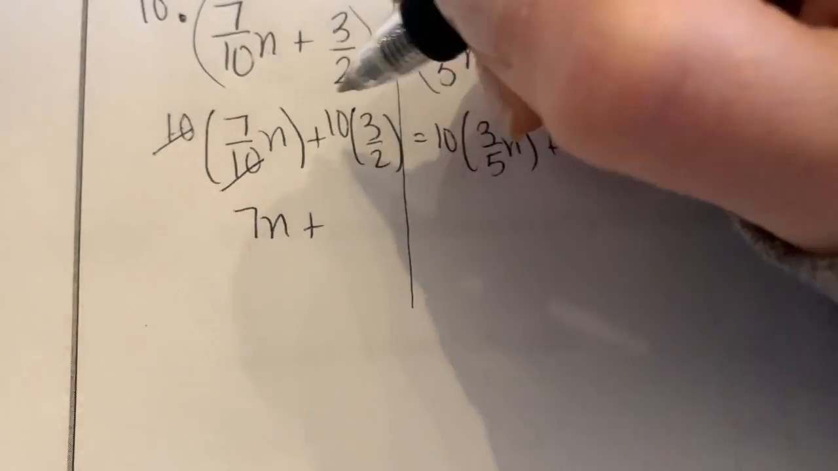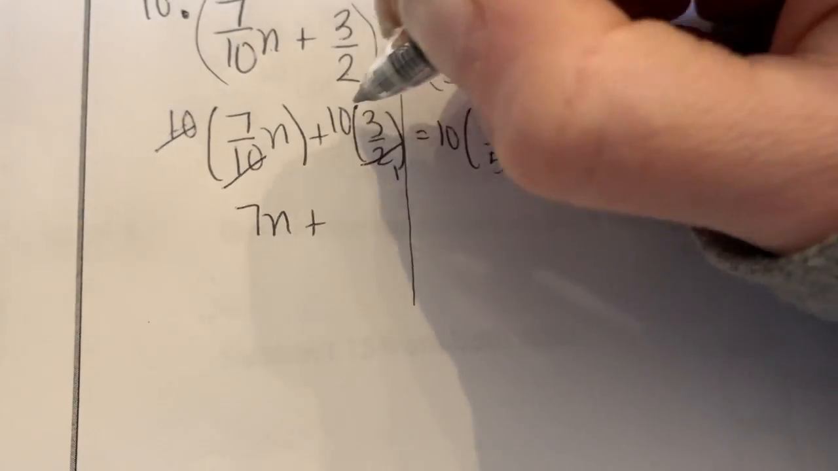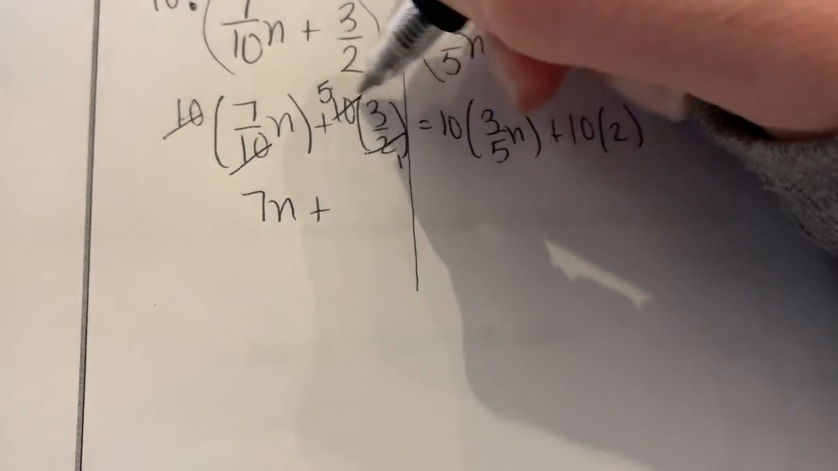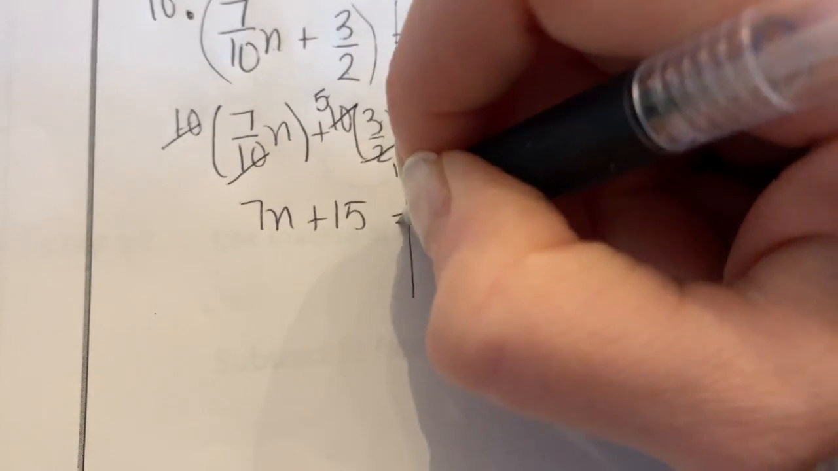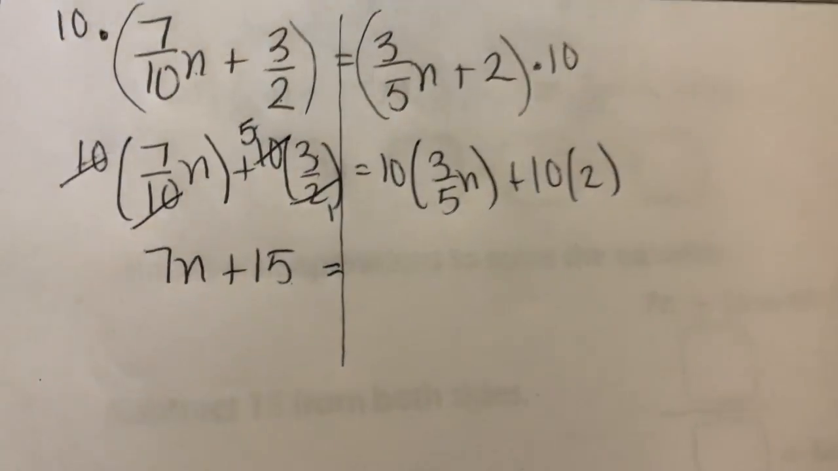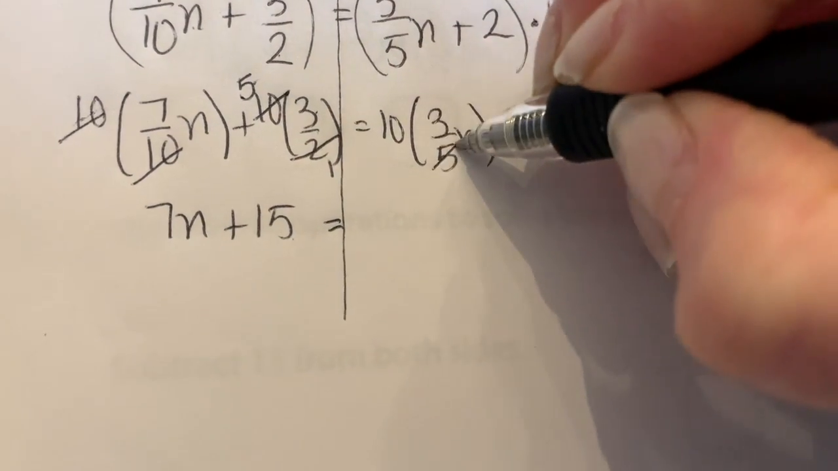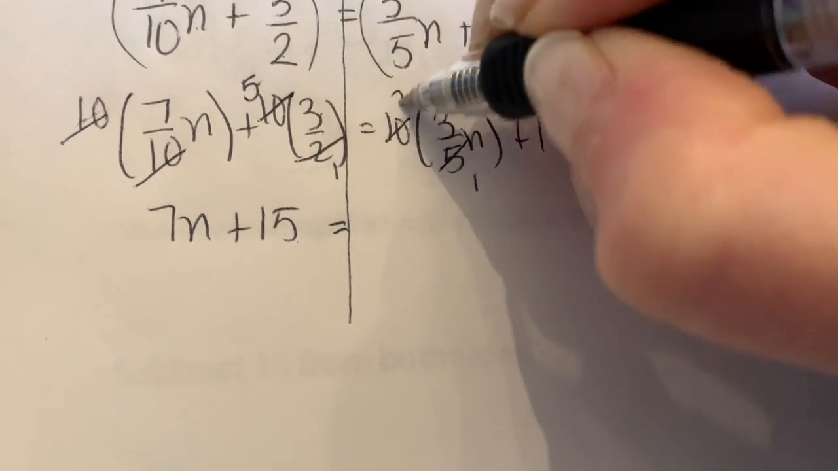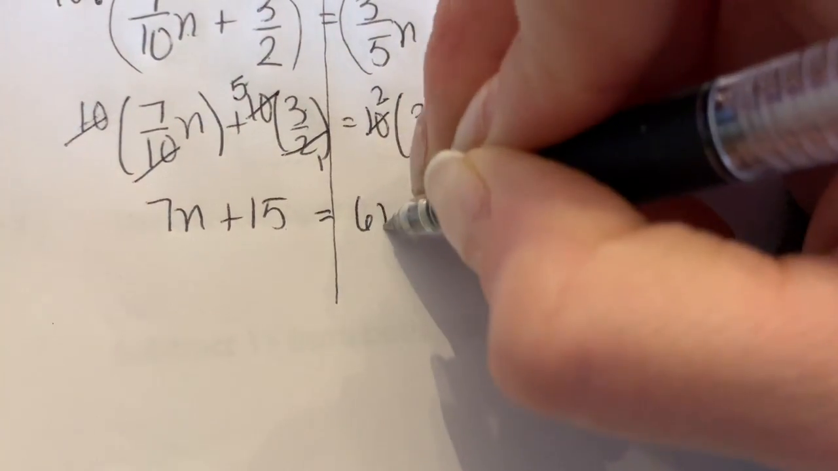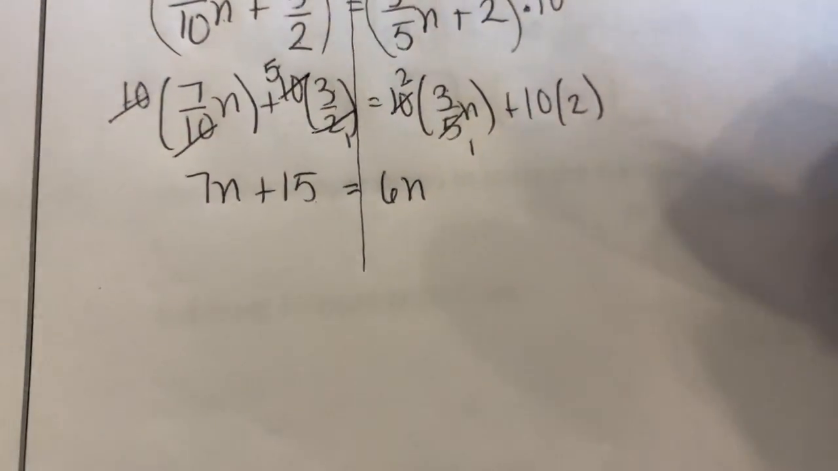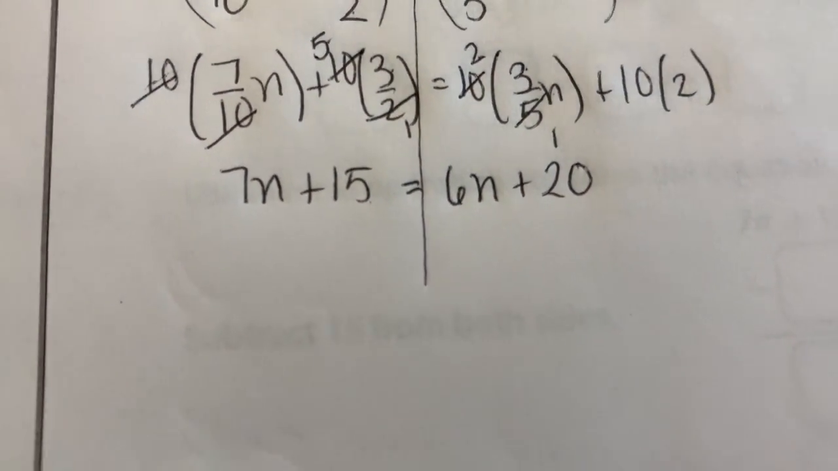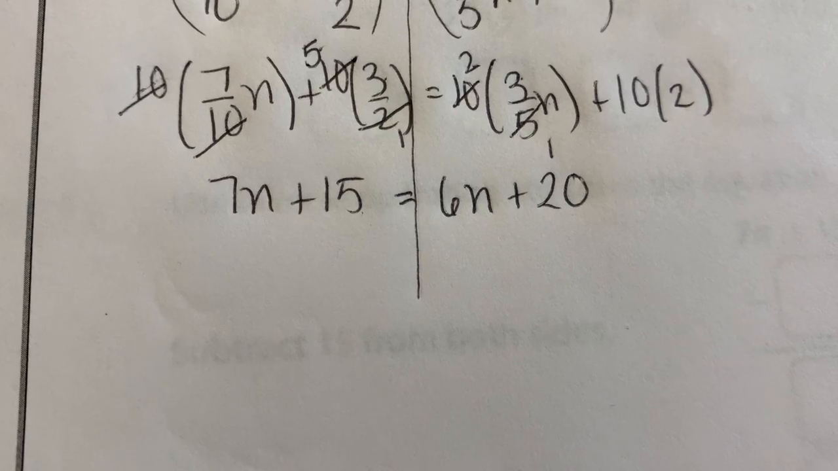Now here, 2 goes into 10 5 times. That gives me 5 times 3, which is 15. Now look, I have all whole numbers here. I'm going to do the same thing on this side. 5 goes into 5 once, it goes into 10 2 times. 2 times 3 is 6, and you keep the n. And then, of course, 10 times 2 is 20. So now I have just a regular old equation with variables on both sides.